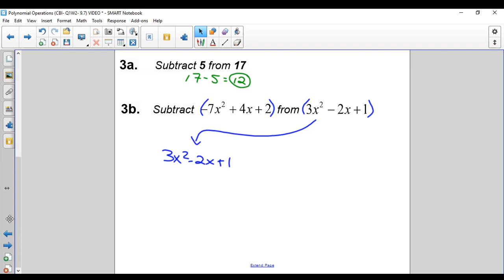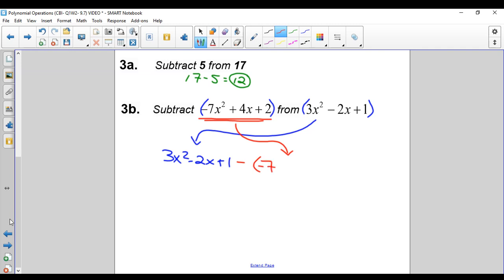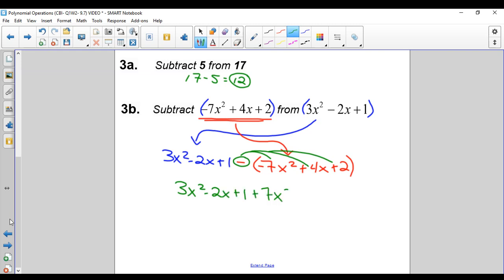Now here's the thing you really got to watch. I'm subtracting this entire thing. So it'd be minus, I do need parentheses here, at least in the setup. And then we do what we did in the very first problem, distribute the negative. So I have 3x squared minus 2x plus 1 plus 7x squared minus 4x, just change all the signs, combine like terms to finish it out.